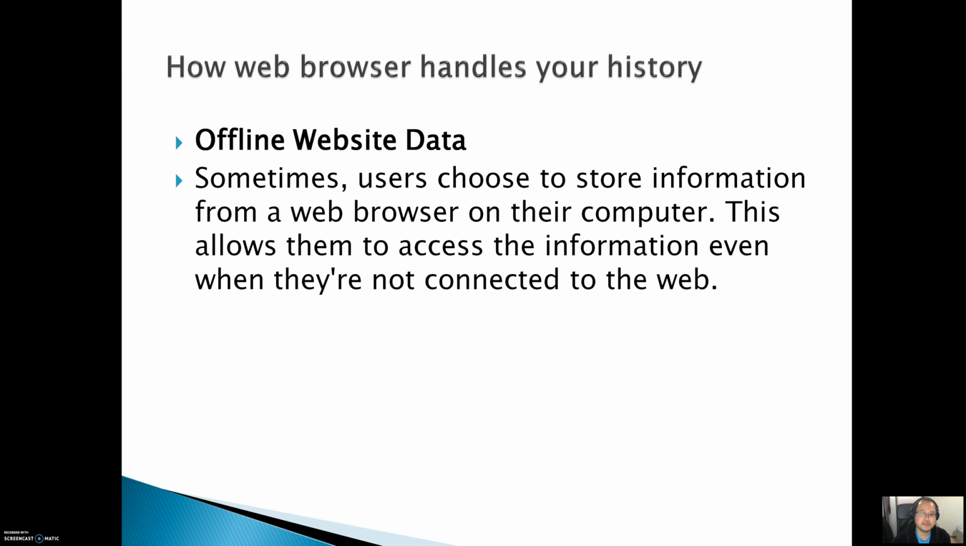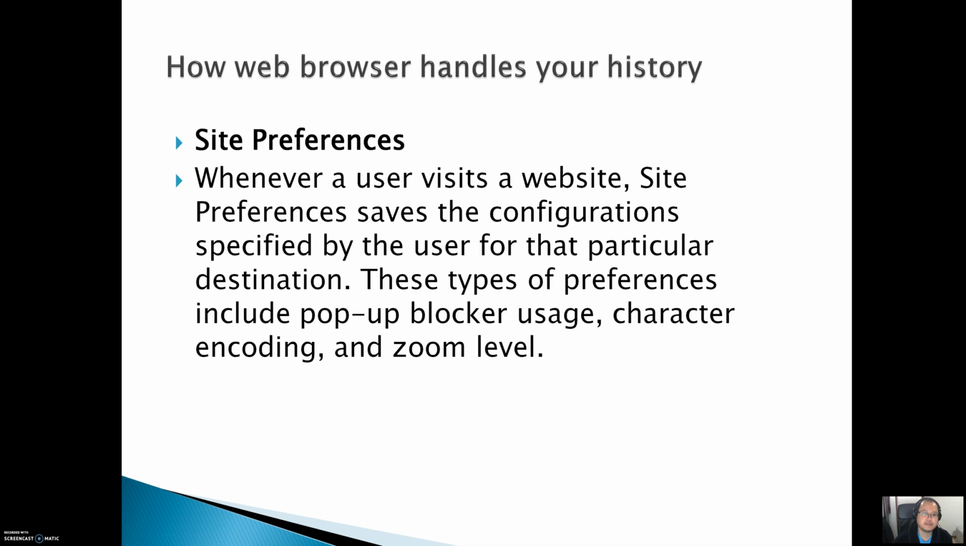Offline website data. Sometimes users choose to store information from a web browser on their computer. This allows them to access the information even when they're not connected to the web. This is usually stuff like a document or maybe a picture that you save. This will go to a folder that you can access without internet. Site preferences.